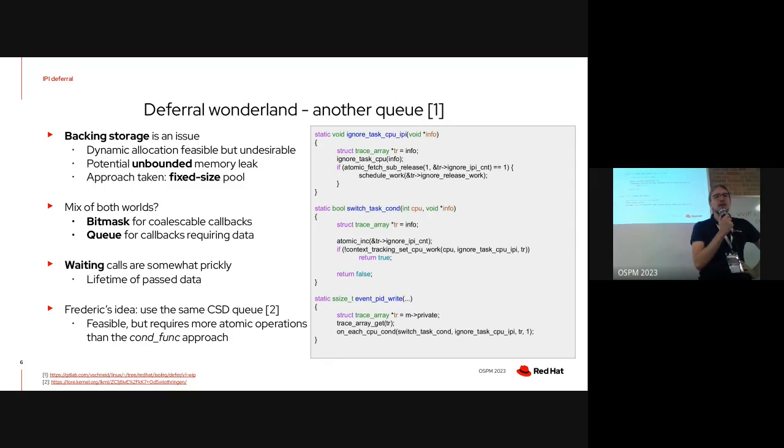The patches as they stand are very work in progress. That's also a reason why I haven't shared them yet. I sort of got them in a shareable state on the flight to Ancona, so that's why I didn't send an RFC beforehand. But I have a mix of a bitmask for coalescible callbacks that don't really require the data pointer. That's the ideal, that's what we would want. But still a separate queue for those callbacks that require the data.